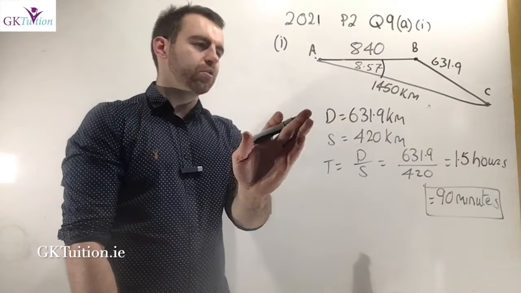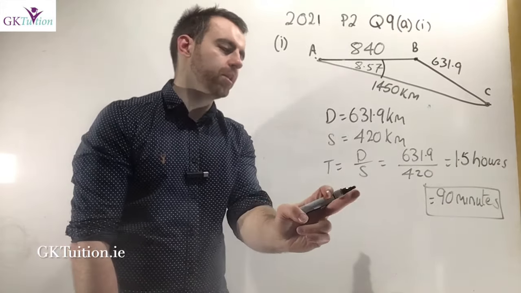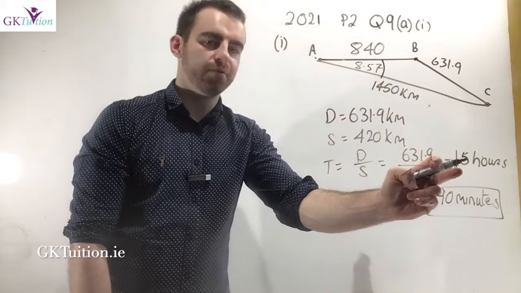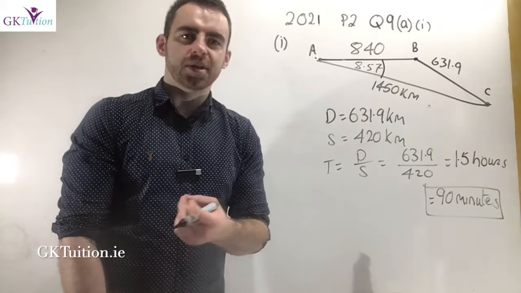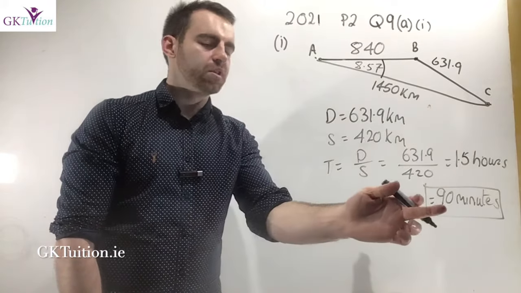So we know the distance traveled from B to C and the speed, and to work out time, it's distance divided by speed. In this case, that works out as 1.5. And it asks to leave my answer to the nearest minute. 1.5 hours is 90 minutes.